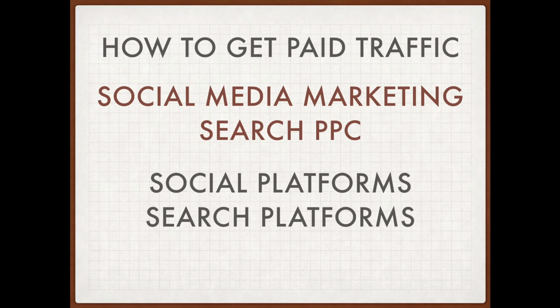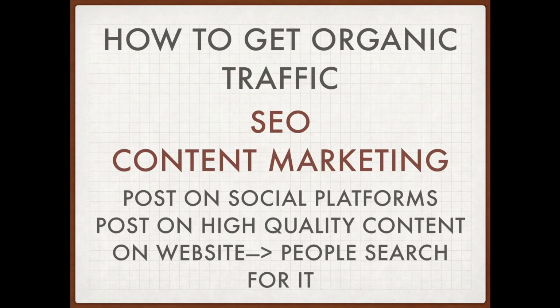So how do you actually get paid traffic, right? You run it through social media marketing, and there's as well search pay-per-click, which is basically the search engine advertising platforms. All right, next one would be how to get organic traffic. All right, so organic traffic is basically done by two ways. It's basically by search engine optimization, which is basically optimizing your website.